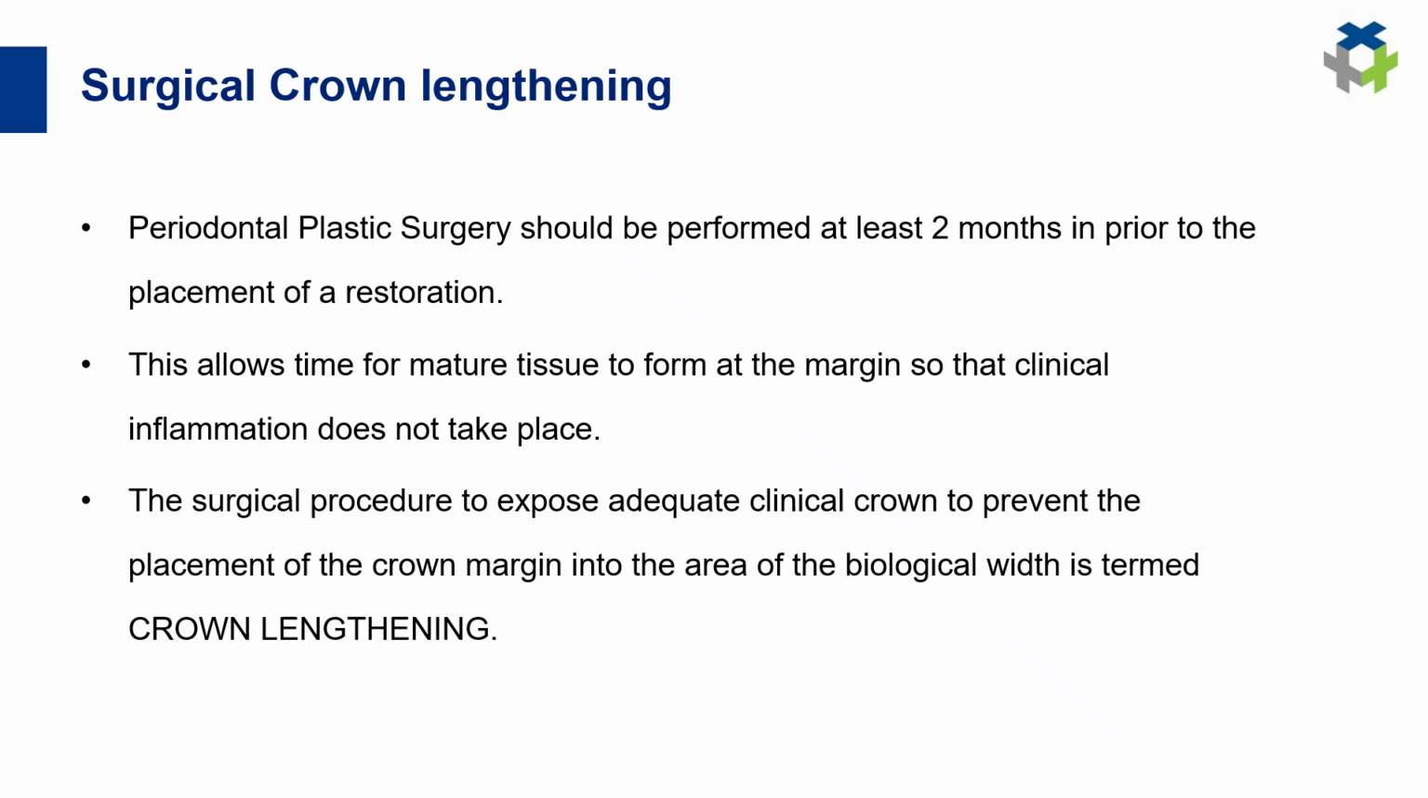After crown lengthening, we give a temporary restoration so that the gingiva position which has been re-established is maintained. This surgical procedure exposes adequate tooth structure to prevent the placement of the crown margin into the biological width. So this allows sufficient re-establishment of the biological width.